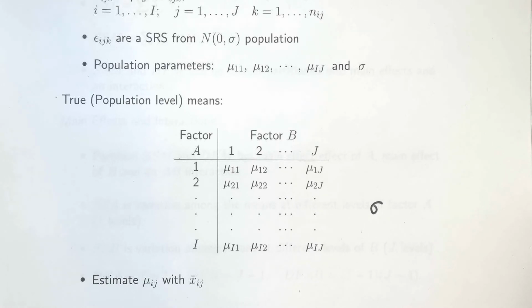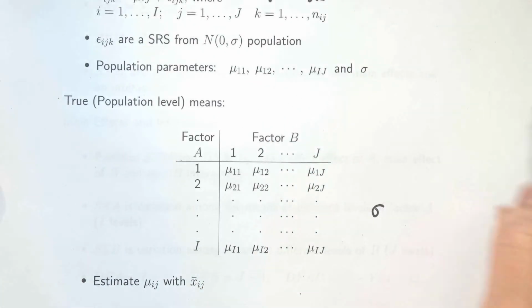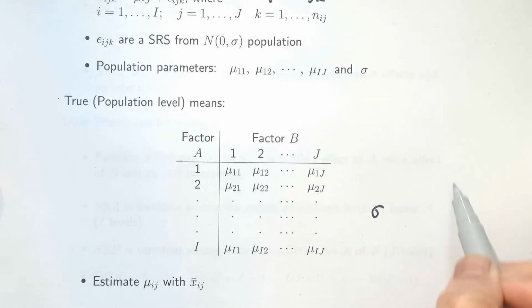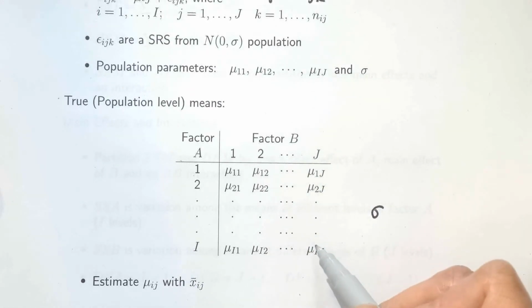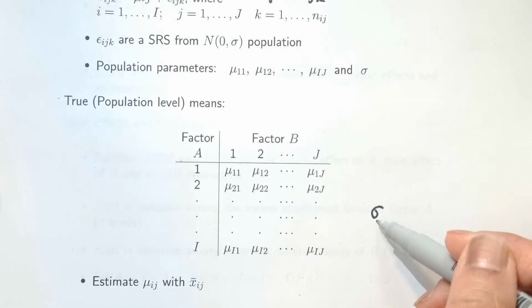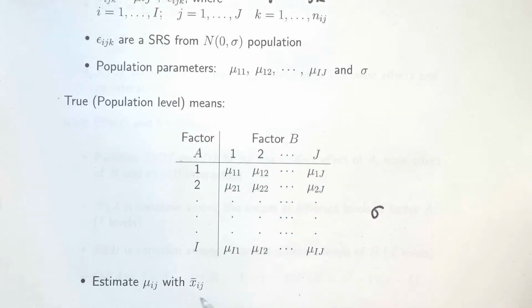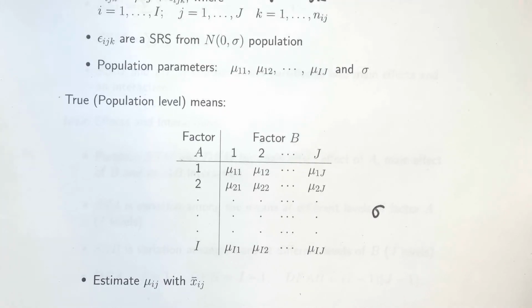We understand that within each one of these populations, remember I used to always draw a little circle or a bubble for each of the populations and then draw a random sample, but now we have capital I times capital J of those. And so this is the mean in the population and the standard deviation at the population level. Once we collect our random samples from each of these populations, we estimate the parameters with their sample counterparts. So we estimate mu ij with x bar ij.